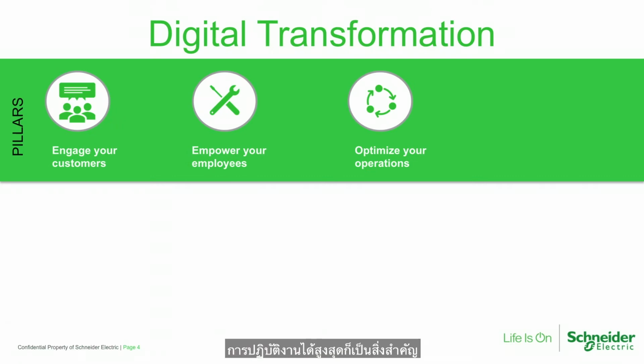At the same time, optimizing operations is very key. When you think about the supply chain, when you think about inventory, using digital transformation and the tools behind it will allow the customers to increase the efficiencies and have a higher level of productivity for the employees.